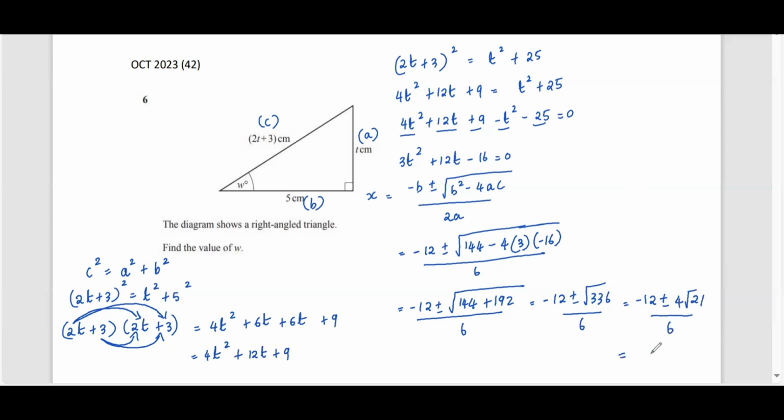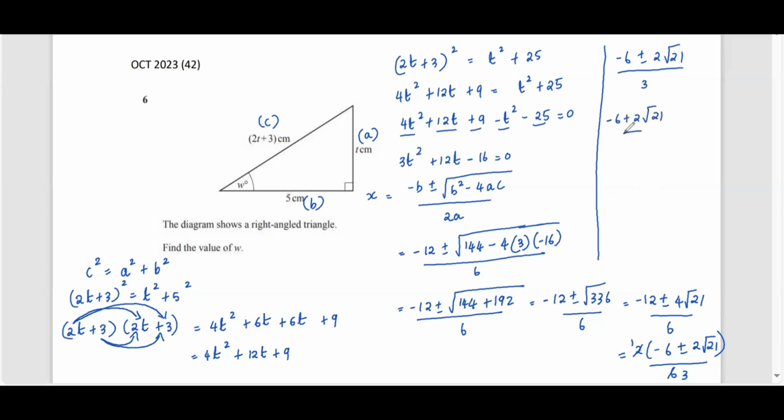I can see that 2 is common here. So I can take 2 outside. So 2 into minus 6 plus or minus 2 root 21 divided by 6. 2 times 1 is 2. 2 times 3 is 6. So now we have x as minus 6 plus or minus 2 root 21 divided by 3. So this can be either minus 6 plus 2 root 21 divided by 3 and minus 6 minus 2 root 21 divided by 3.